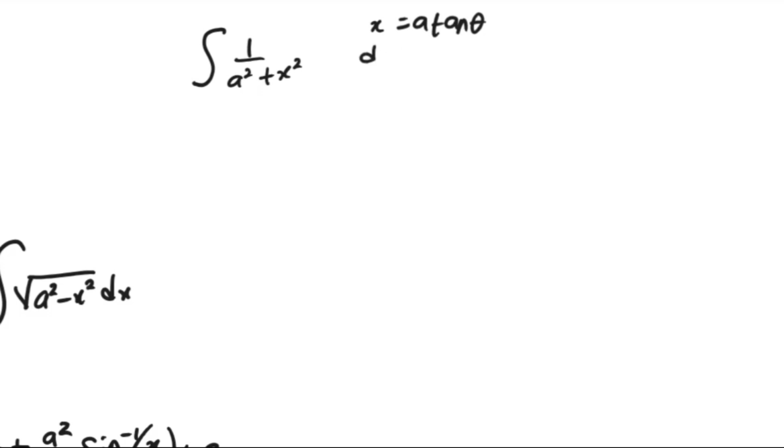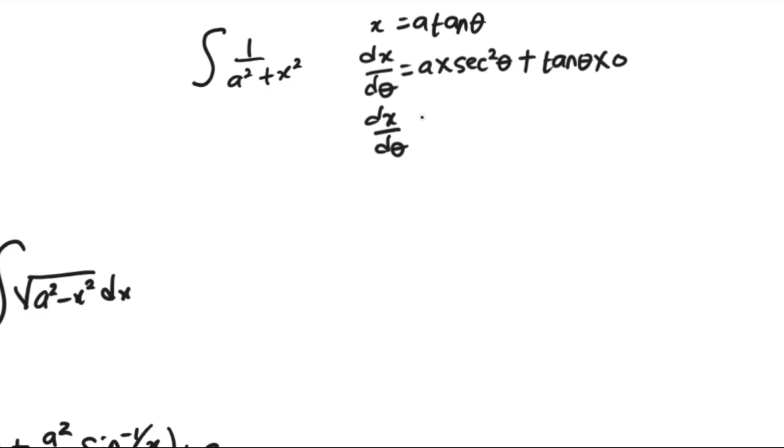Same approach, if you find dx d theta, first times derivative of second, if we differentiate tan theta, you're going to get sec square theta, plus second, tan theta, times derivative of first. If we differentiate a with respect to theta, you're going to get 0. So here we have dx d theta is equivalent to a sec square theta plus 0. So what it means is that dx will give you a sec square theta d theta.